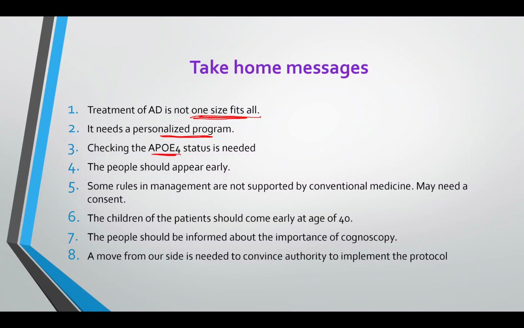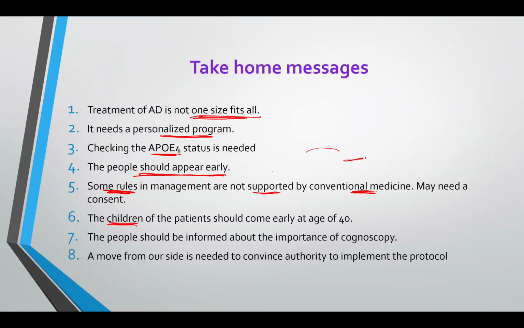You need to check the ApoE status, as I mentioned before, and the patient should come early because this program is very effective if you come before you have been diagnosed by objective test as having cognitive impairment. Even if the person has been diagnosed as having cognitive impairment, this protocol improves, but the improvement will not be like if the patient comes in earlier stages. I mentioned this point clearly in the previous video. Some of the rules of this protocol are not supported by conventional medicine, so it needs a consent to be taken from the patient.